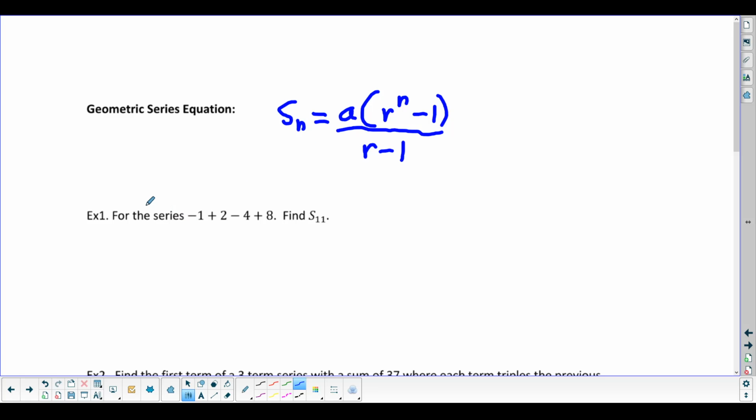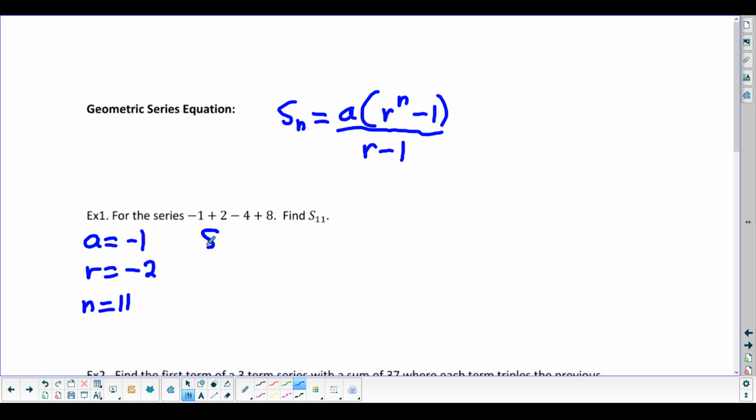Let's take a look at our first example. So for this series here, find S11. It should say dot, dot, dot, but it just says dot. It keeps going. Okay, so let's see. What can we tell from this? Well, we know the value of the first term. A is -1. R, well, what's happening here is it went from -1 to 2 to -4 to +8. So the sign's changing each time. I think that means that we have a negative multiplier. It looks like we're multiplying by -2. And lastly, we know n. N is 11 because we want to find the sum of the first 11 terms.